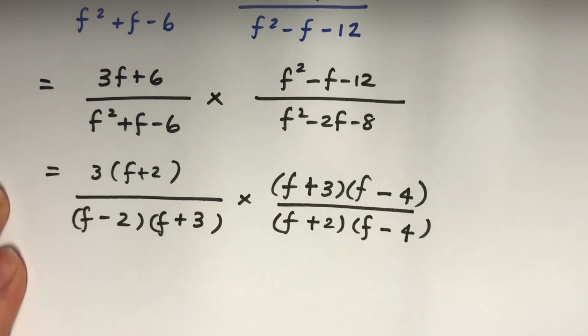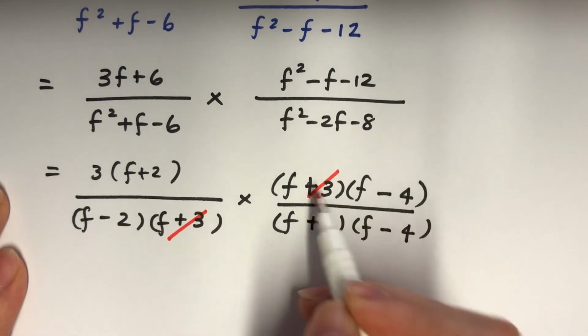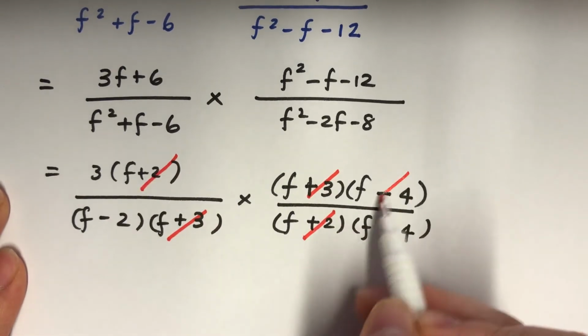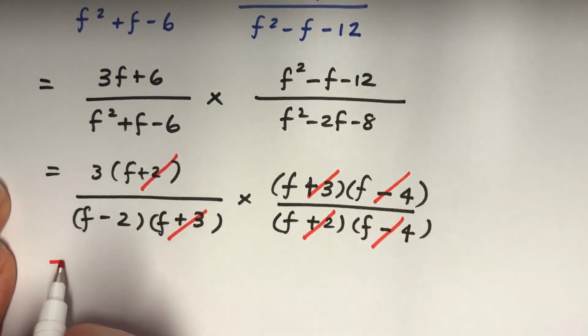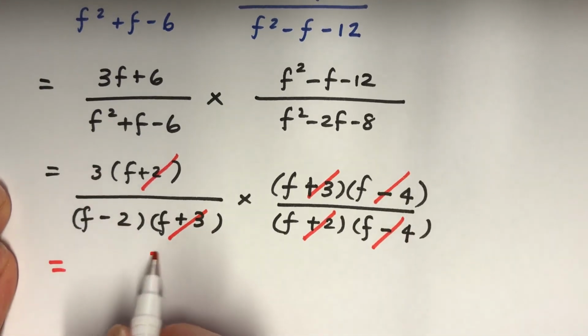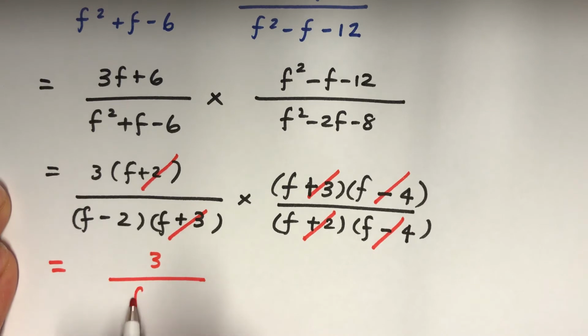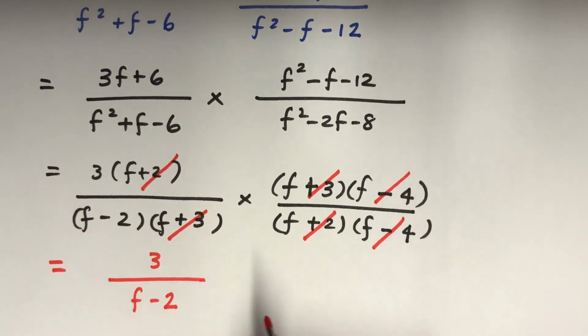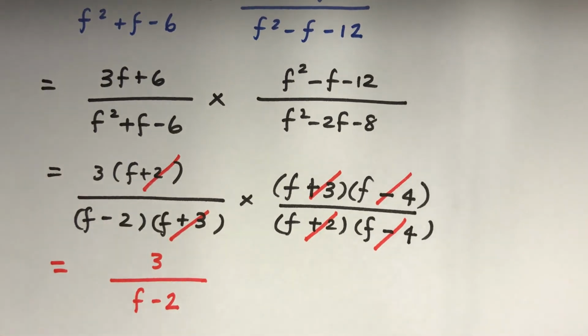All right, now I need to cancel things. I like it when it just cancels nicely. So on the top, it'll be 3. On the bottom, f minus 2. Beautiful. Now, next one.